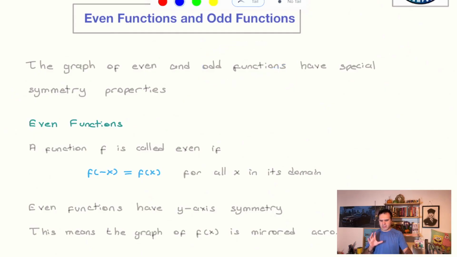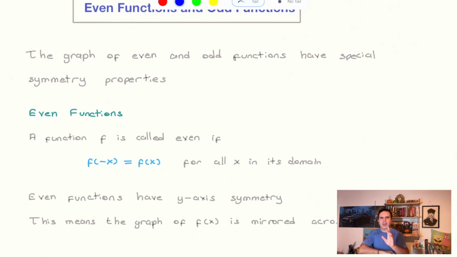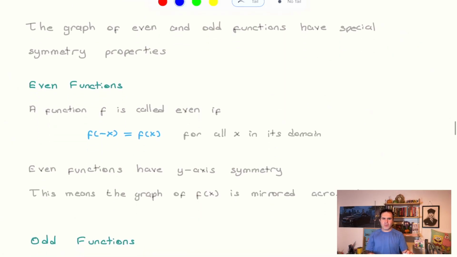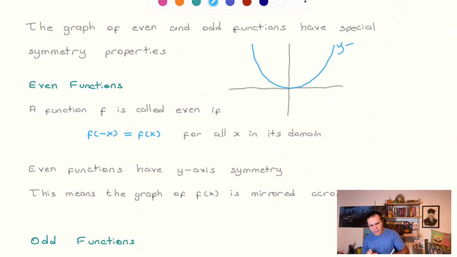Even functions: a function f is called even if f of minus x equals f of x for all x in its domain. Even functions have y-axis symmetry, and this means the graph of f of x is mirrored across the y-axis. For example, y equals x squared. You see, this has a symmetry, and y equals x squared is an even function.